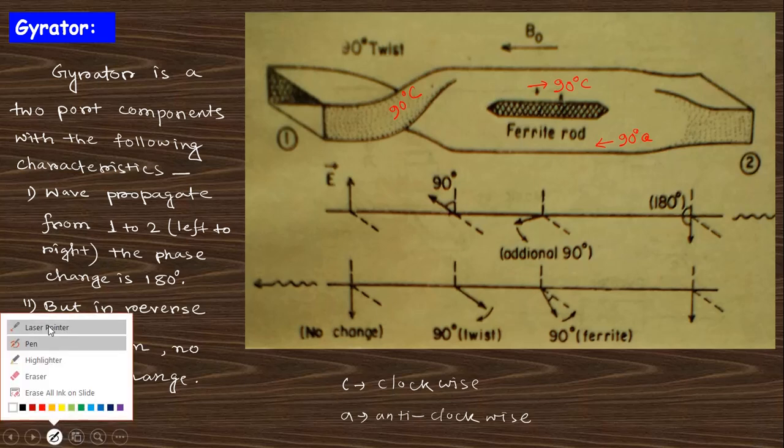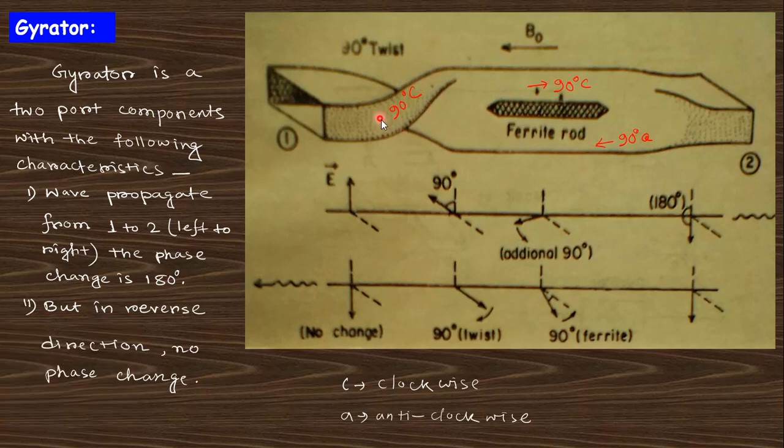So you can see that when there is a twist, there is a 90-degree clockwise rotation when going left to right, and a 90-degree anti-clockwise rotation when going right to left. Now think, when a microwave goes from port 1 to port 2, what happens? There is a 90-degree rotation and another 90-degree rotation, a total of 180-degree rotation clockwise.